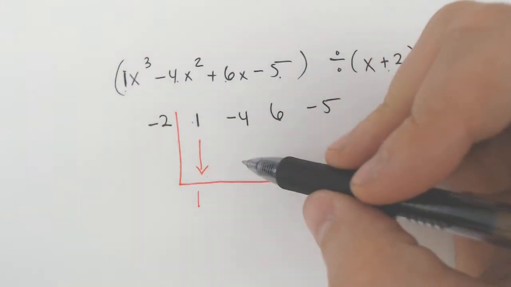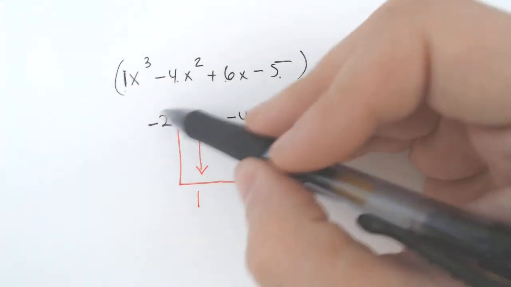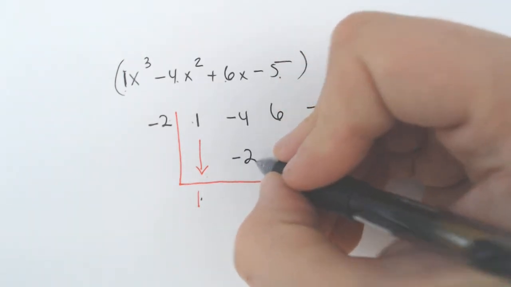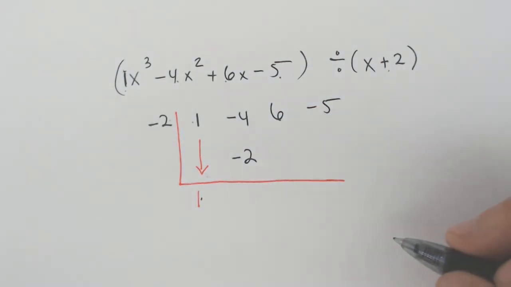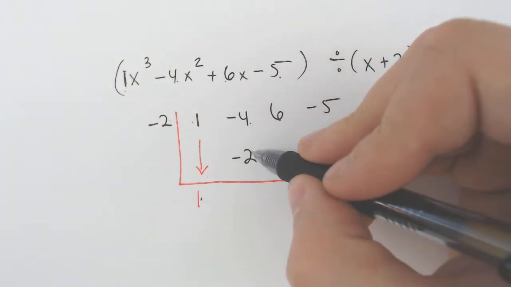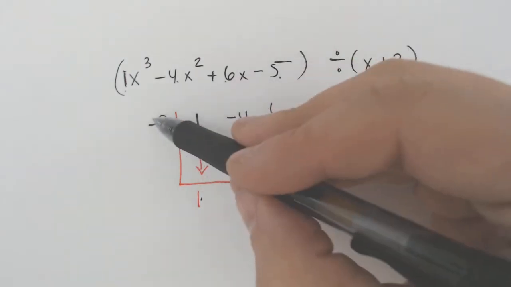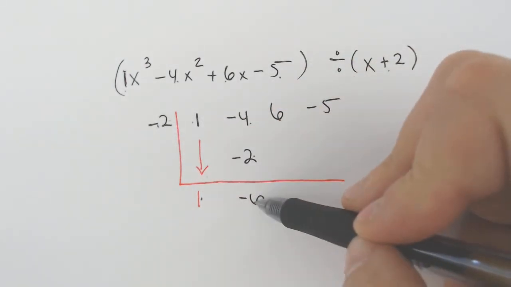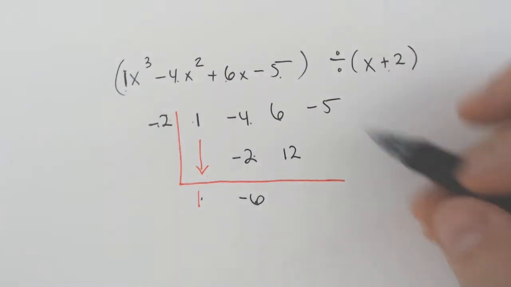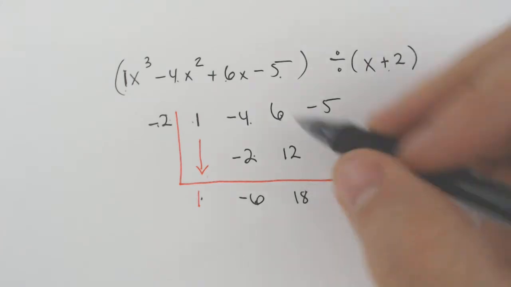Then the process begins. We multiply negative 2 times 1, which becomes negative 2. Then we add straight down. Negative 4 and negative 2 makes negative 6. We start again. Negative 2 times negative 6, we multiply those two to get 12. Then we add straight down. 6 and 12 make 18.